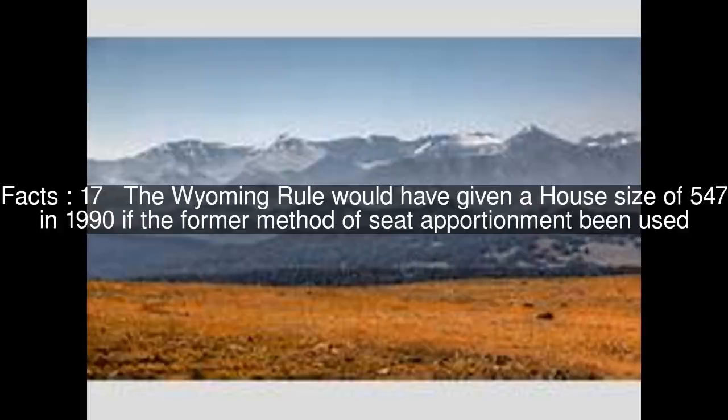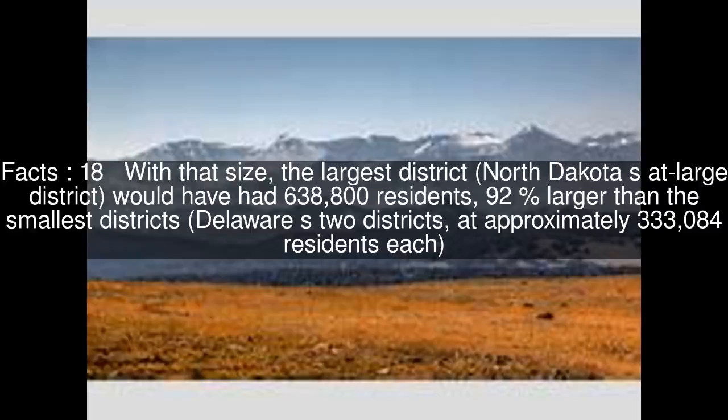With that size, the largest district, North Dakota's at-large district, would have had 638,800 residents, 92% larger than the smallest districts, Delaware's 2 districts, at approximately 333,084 residents each.